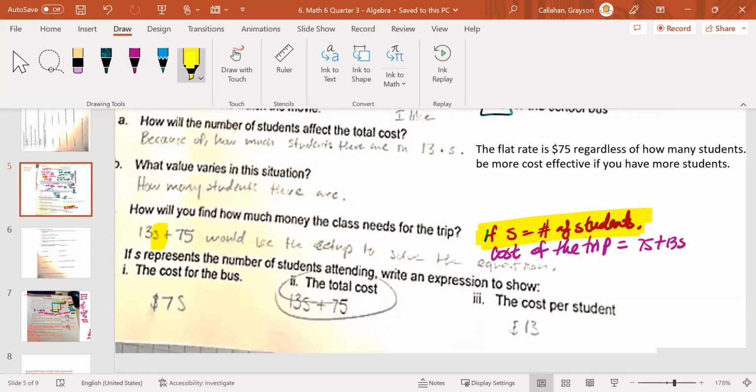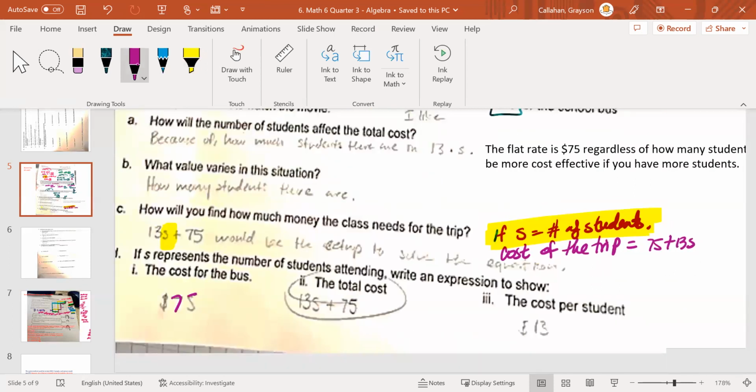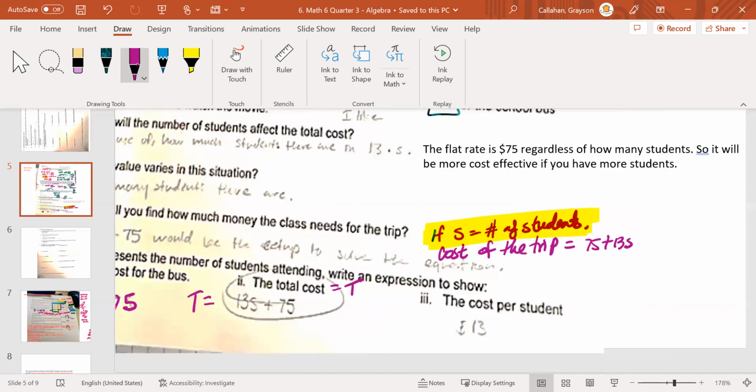If S represents the number of students attending, write an expression to show the cost for the bus. The cost for the bus is going to be $75 flat fee. So is that 75? Okay. The total cost, 13S. You can say if total cost is T, then T equals 13S plus 75. You got to make sure you put the little variables in there, okay? The cost per student is just 13S. Is that what you wrote there? I'm not sure what that is. Does that make sense?